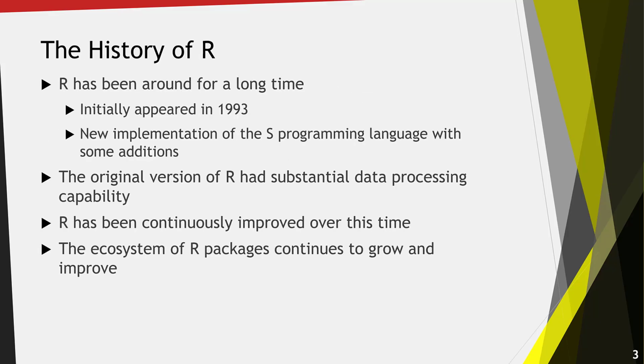So before we get into the tidyverse, I'd like to talk a little bit about the history of R. R's been around for a very long time. It initially appeared in 1993, the first major release was in 2000. It's an implementation of the S programming language, which had been around for a long time, with some new additions. The original version of R had substantial data processing capability, but R has been continuously improved over this time. And there's now a large ecosystem of R packages, and it continues to grow and improve over time.